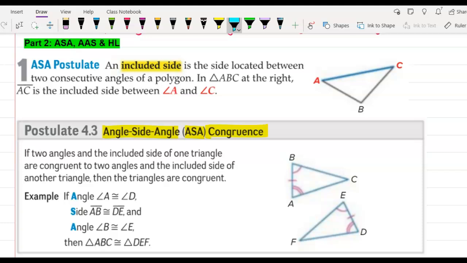So if we started out by marking the triangles, we would have one arc at B and E. We would have this side BA and ED, and then we would have angle A and angle D. So notice 2 angles and a side, where that side is sandwiched between the 2 angles that we know are congruent.